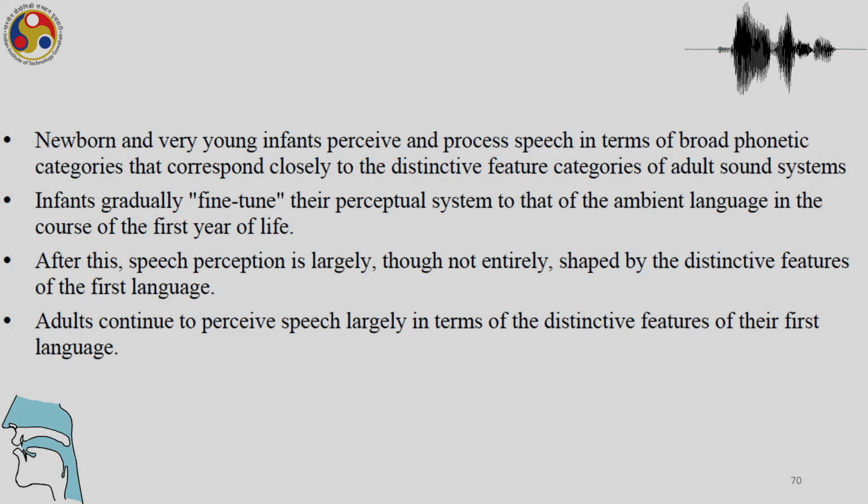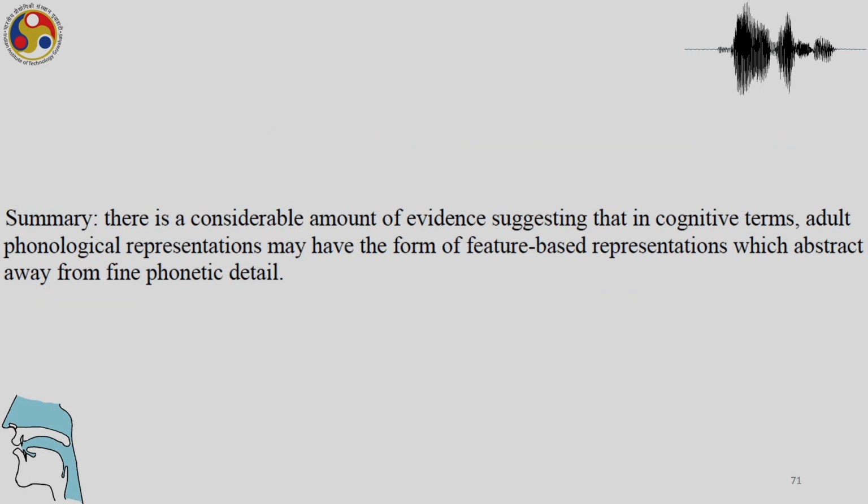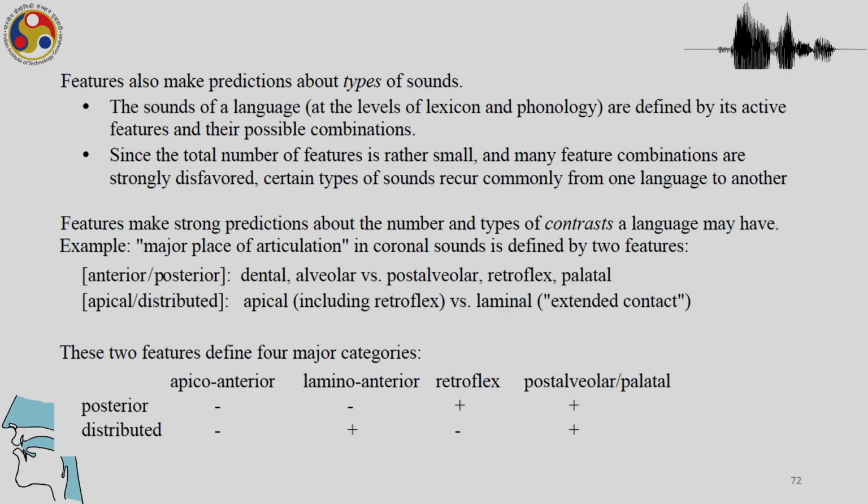Newborn and very young infants perceive and process speech in terms of broad phonetic categories that correspond closely to the distinctive feature categories of adult sound systems. Infants gradually fine-tune their perceptual system to that of the ambient language, and after this, speech perception is largely shaped by distinctive features of the first language, and adults continue to perceive speech largely in terms of distinctive features of their first language. So there is a considerable amount of evidence suggesting that in cognitive terms, adult phonological representations have the form of feature-based representations which abstract away from fine phonetic detail.